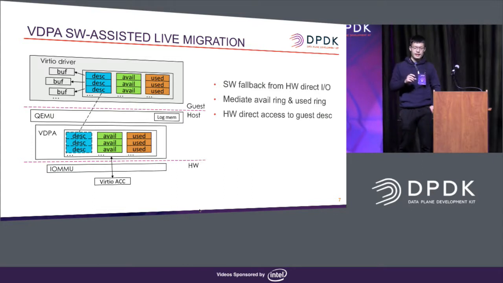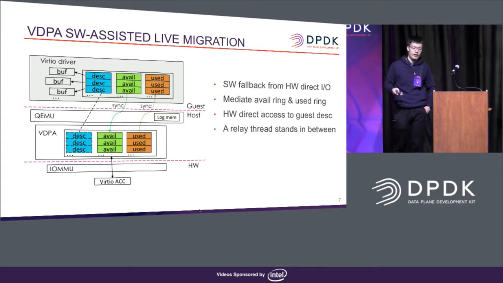Here, we set up an intermediate virtqueue. This intermediate virtqueue consists of descriptors from the guest and a new available ring and a new used ring, and reconfigures the device. So in this case, the device can access the descriptors from the guest directly, but for the available ring and the used ring, it can just access the intermediate virtqueue. And we will have a relay thread set up for synchronizing the virtqueue from the guest and the virtqueue from the intermediate layer.